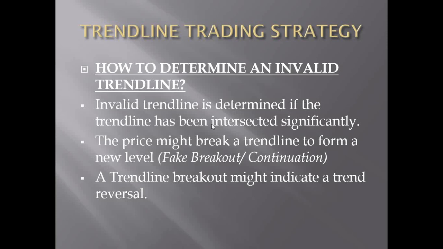Secondly, the price might break a trend line to form a new level. Basically, the price might break a trend line not to do a reversal, however, but to form a fake out. Some traders call it a fake out, some traders call it a breakout continuation. It may break the trend line, however, the price continues to the same level. Or the price might break a level to indicate a trend reversal, so basically, a change of the direction of the trend. Those are the two reasons that we discussed with you.